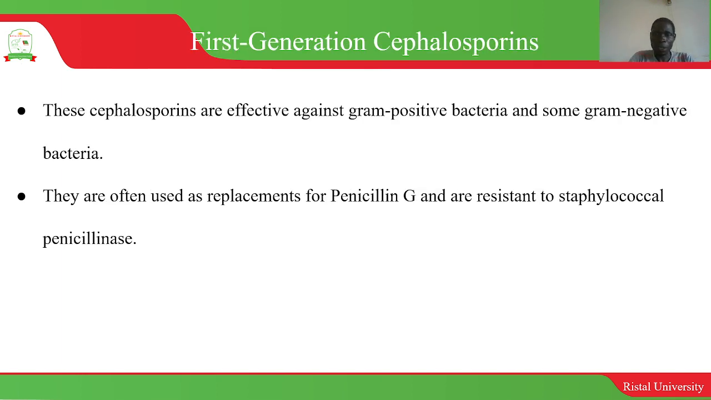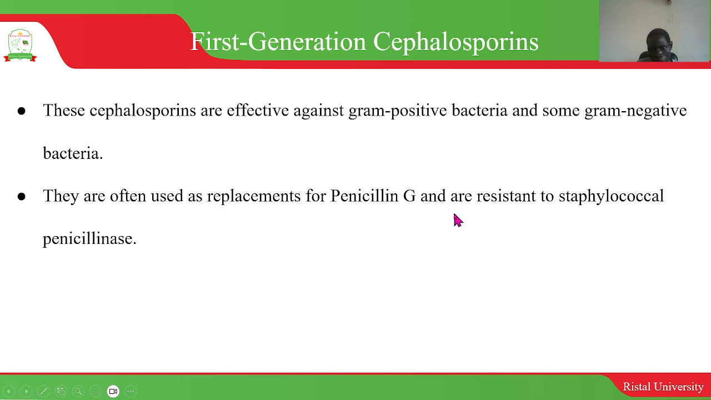Let's look at the first generation cephalosporins. These cephalosporins are effective against gram-positive bacteria and a few gram-negative bacteria. Okay, so what you need to know is that the first generation are mostly effective against gram-positives. They are often used as a replacement for penicillin G and are resistant to staphylococcal penicillinase. So their actions are similar to those of penicillin G.